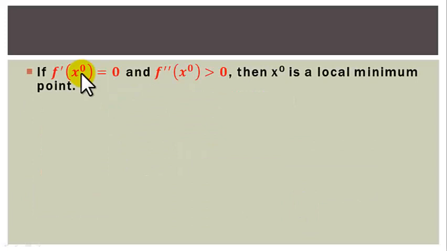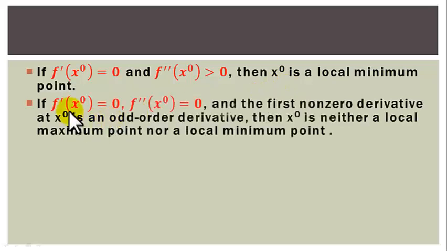If the first derivative at x0 is 0 and the second derivative at x0 is greater than 0, then x0 is a local minimum point. If the first derivative at x0 is 0, the second derivative at x0 is 0, and the first non-zero derivative at x0 is an odd order derivative, then x0 is neither a local maximum point nor a local minimum point.